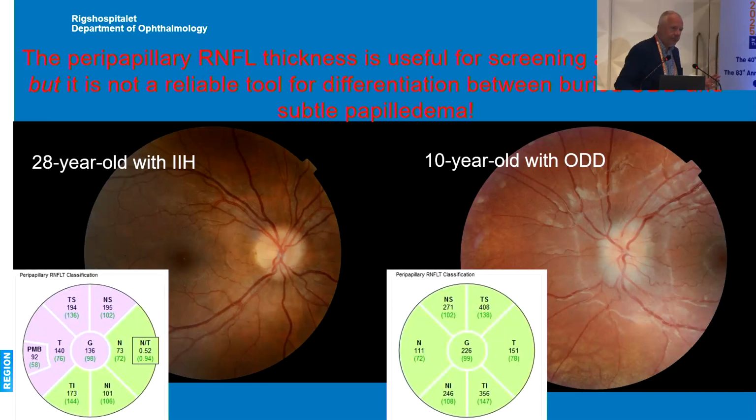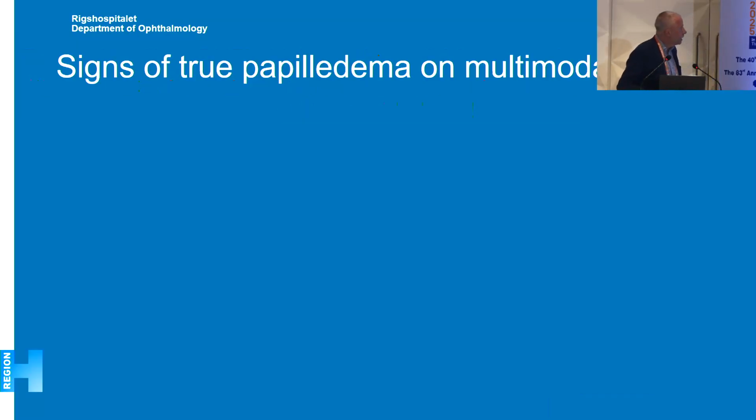How about the peripapillary RNFL thickness? Is it useful for differentiating buried drusen and disc edema? Not really. Here is an example of a 28-year-old with idiopathic intracranial hypertension. The RNFL is 136, and here's a 10-year-old with drusen, and the global thickness is 226. Usually, if it's above 300, it's true edema and not drusen.